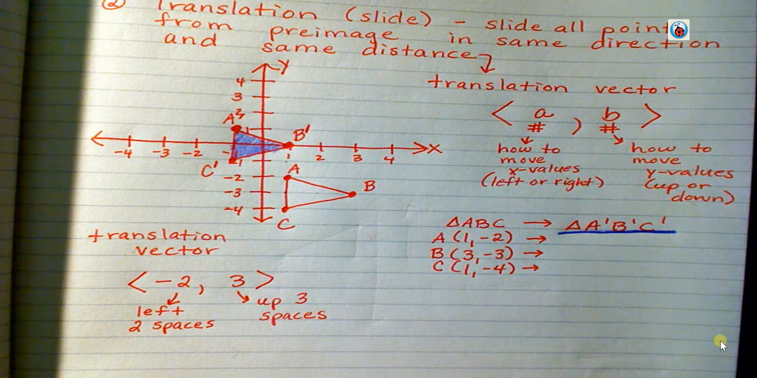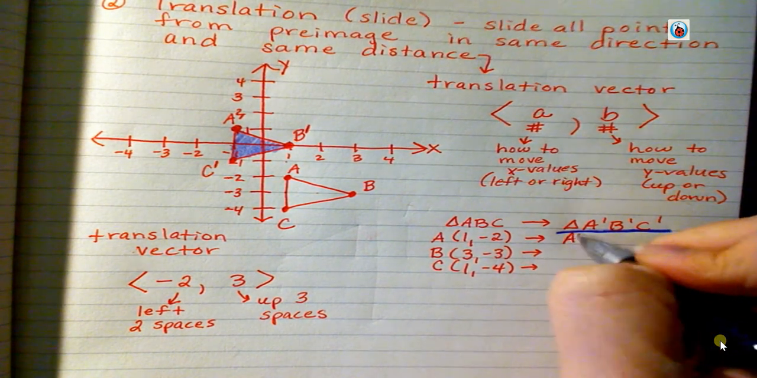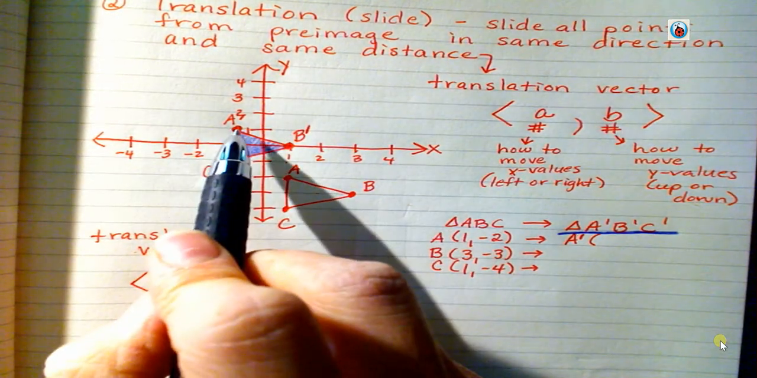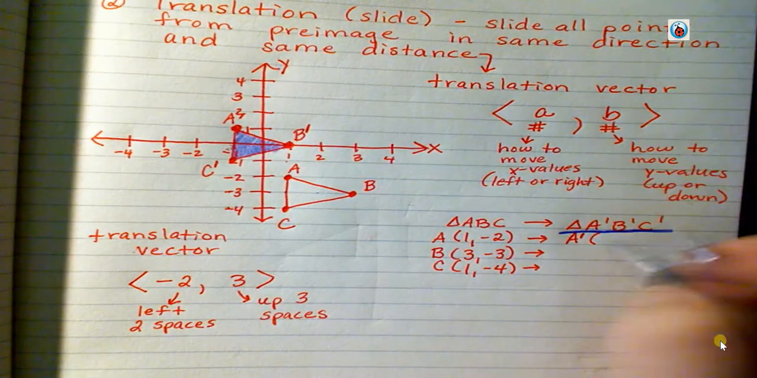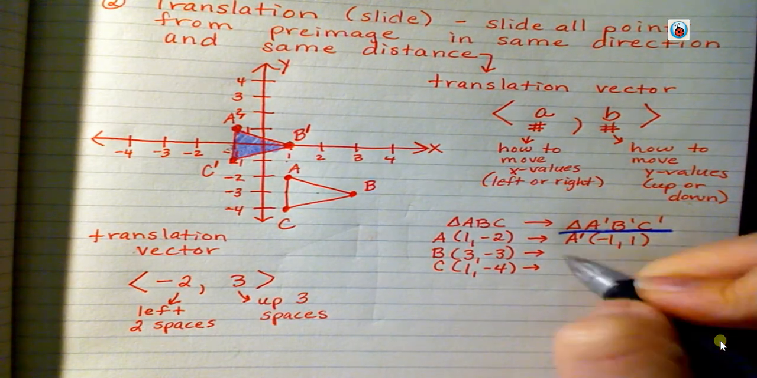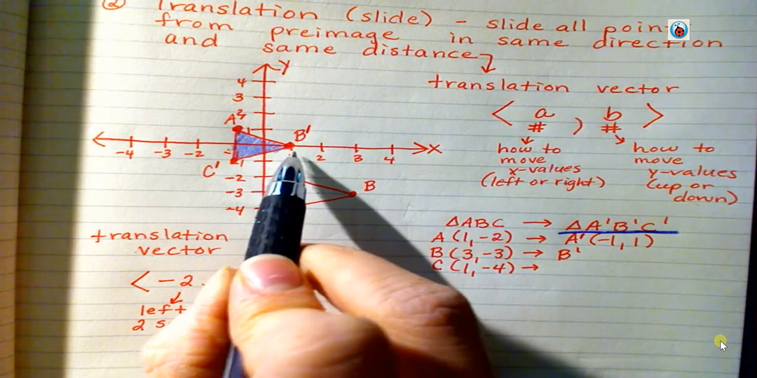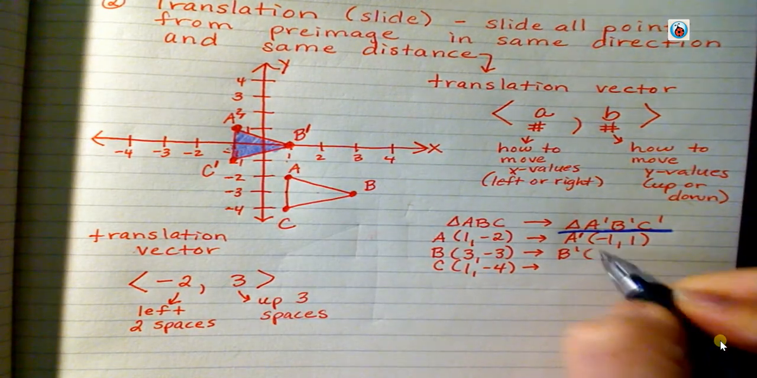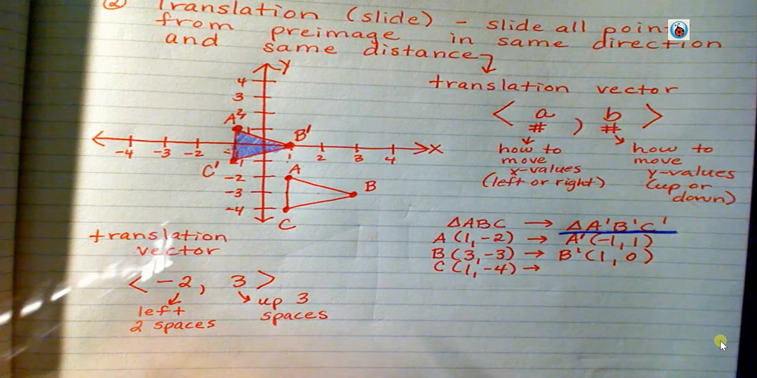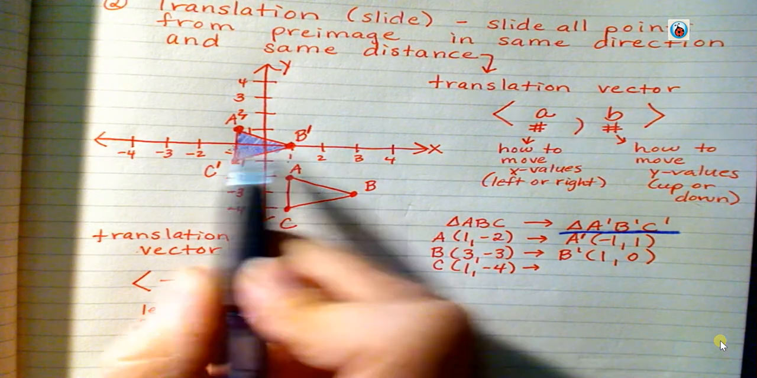And then write down all of your new points. So point A prime is now located at -1, 1. Point B prime is now located at 1, 0. And point C prime is now located at -1, -1.